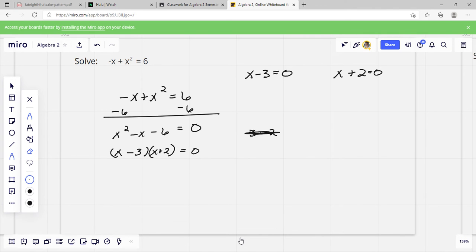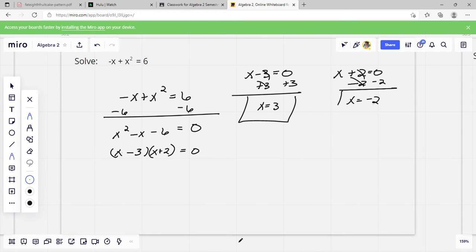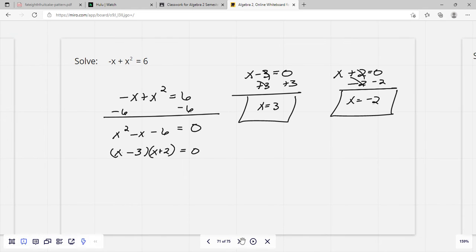If x minus 3 equals 0, pretty easy, I just go plus 3, those are going to cancel, and I'm going to get x equals 3. This one I'm going to do minus 2, and I'm going to get x equals negative 2. So the two solutions for this are 3 and negative 2. Alright, I think there's another one we can do.